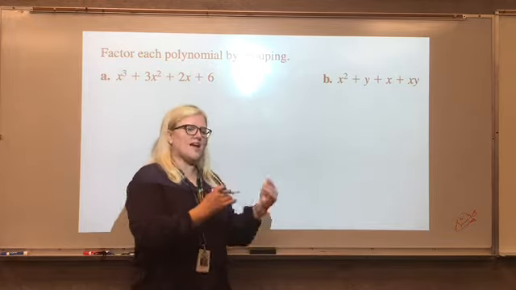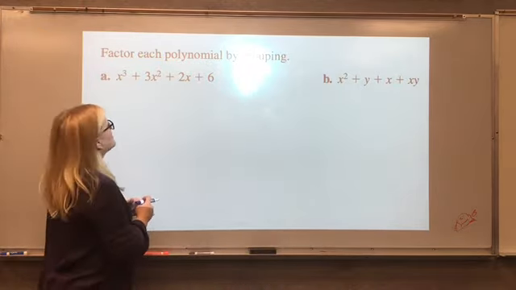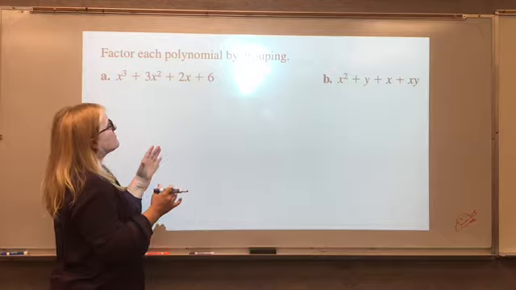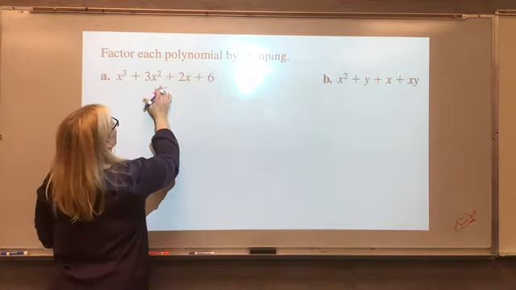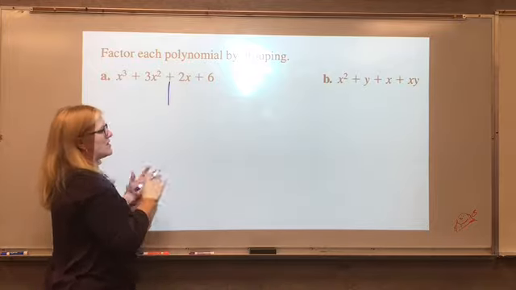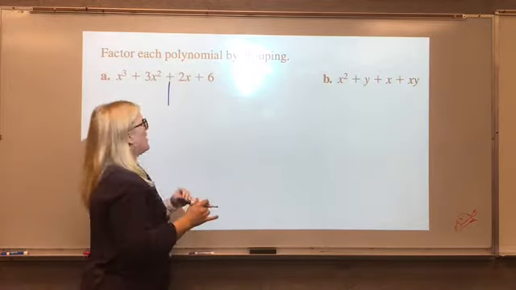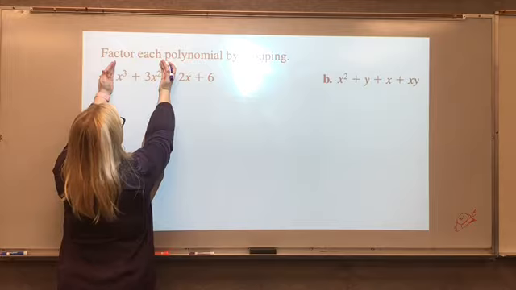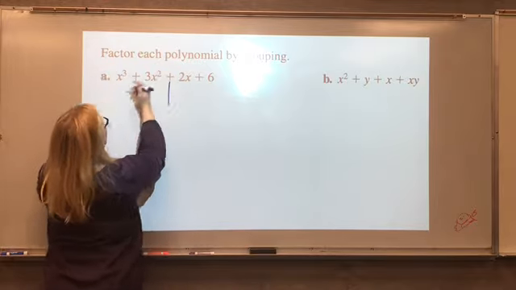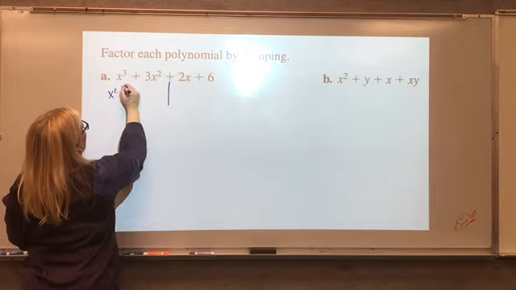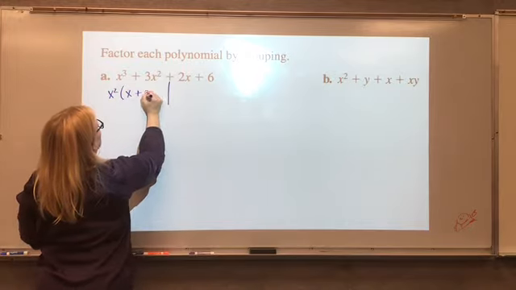All right, so getting back to this. Okay, so grouping, I've got 4, and what I'm doing, I like to give myself a little line so I can see. And I'm just looking at this, and I'm pulling out my greatest common factor. And in this case, I have x squared, and I'm left with just x plus 3.